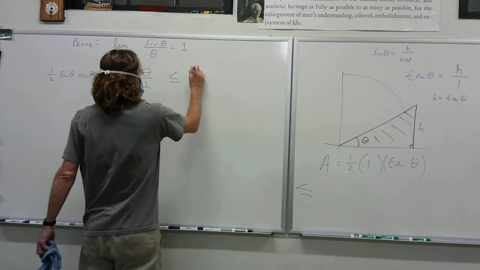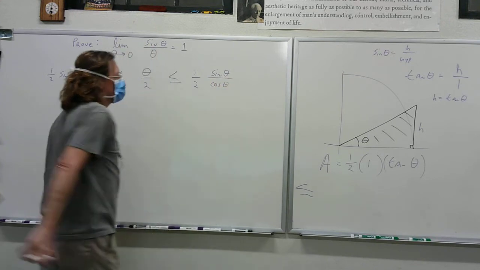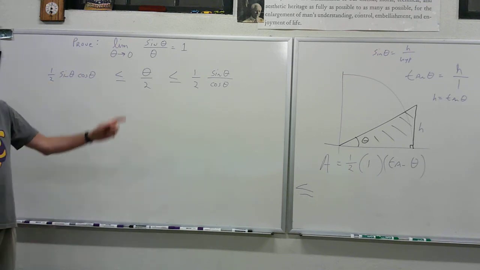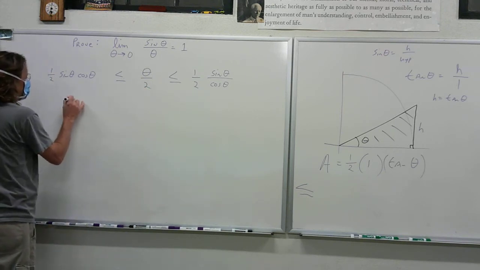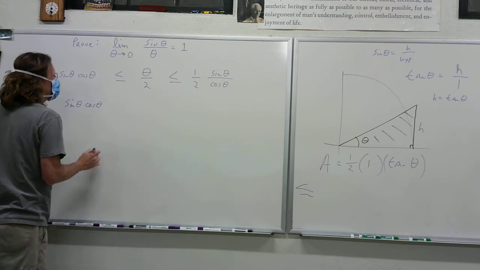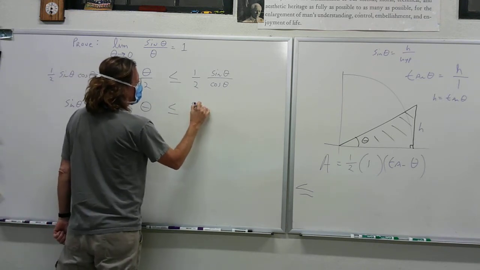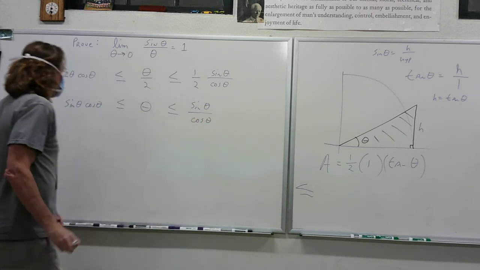And then 1/2 sine theta over cosine theta. Mr. Evans admits the weakness there of not wanting to do tangent theta. What could I do to make all these look prettier? Just multiply everything by 2. Make them look pretty. Multiply everything by 2. Is that going to change anything about these right here? No. So you're going to get sine theta cosine theta, less than or equal to theta, less than or equal to sine theta over cosine theta.